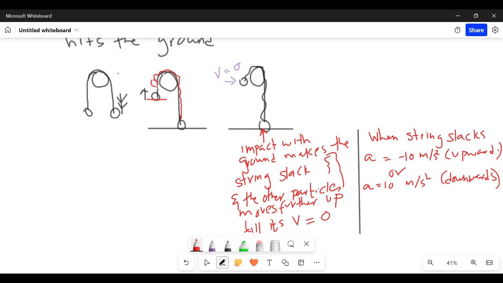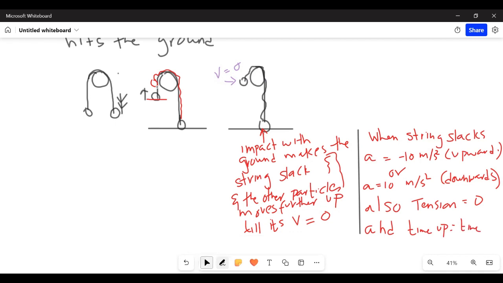Okay. Also, since the string is slack, tension in the string is 0, only when the string is slacked. And time up is equal to time down.